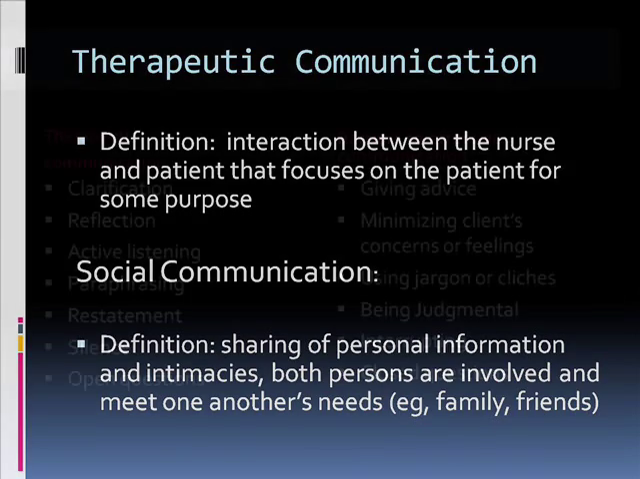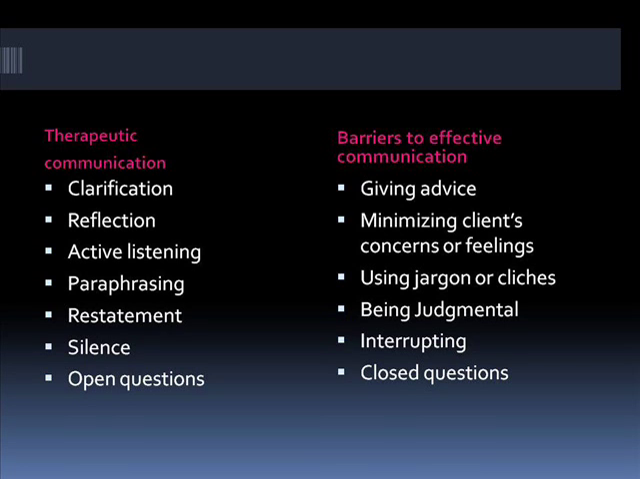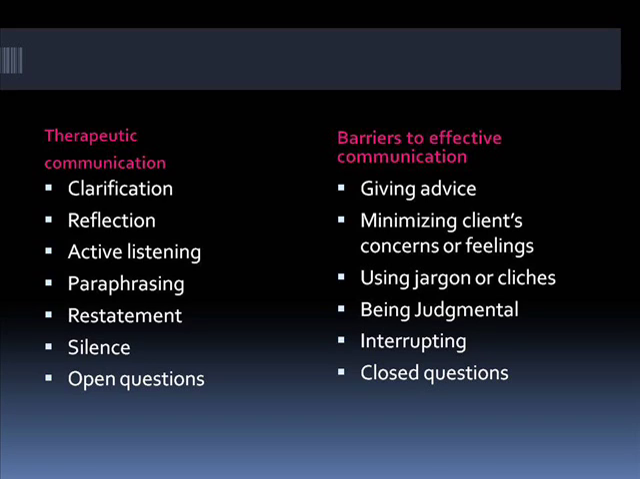Some of the things that you'll use when you're communicating therapeutically are clarification, reflection, active listening, paraphrasing, restatement, silence, and open-ended questions. Some barriers to effective communication are giving common advice, minimizing the client's concerns or feelings, using jargon or cliches, being judgmental, interrupting, and closed-ended questions.